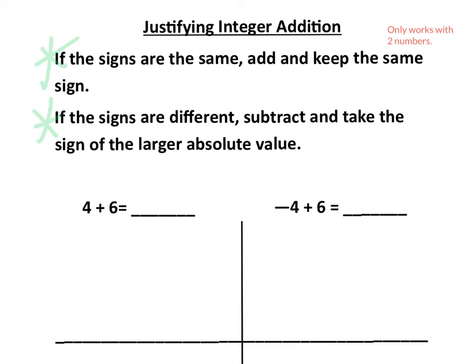Starting with 4 plus 6, we look at it and we go, all right, 4 and 6. Those numbers have the same sign. We note that the signs are the same, that they're positive. So then we look up at the top at the rules and we see, hey, if the signs are the same, we're going to add. So we add 4 plus 6 and we get 10. And then it says keep the same sign. In this case, positive. So we end up keeping the same sign, positive. Therefore, 4 plus 6 is going to be positive 10.